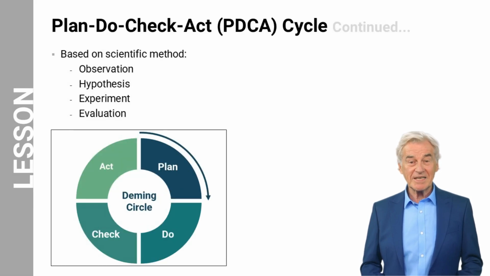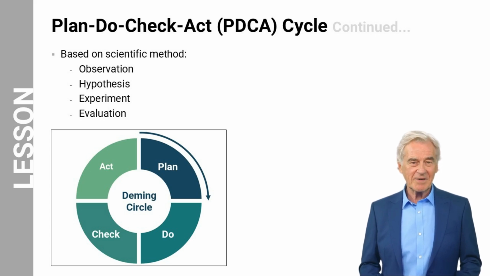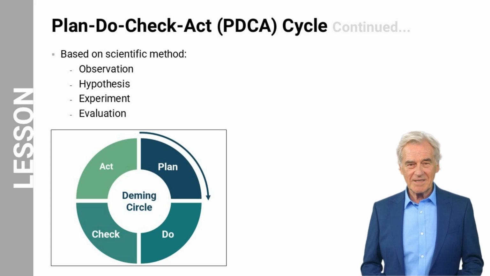The Plan, Do, Check, Act cycle was based on the procedures of the scientific method. They are observation, hypothesis, experiment, and evaluation. Because learning and process improvement are always continuous, it is important that the PDCA cycle be done repeatedly. The steps of the PDCA cycle are represented in a circle to illustrate that it is a continuous process.